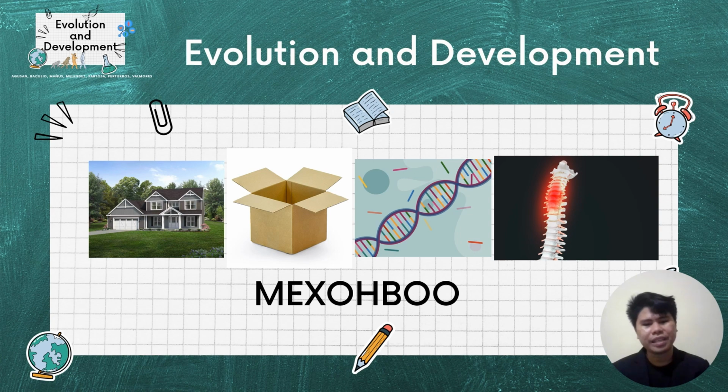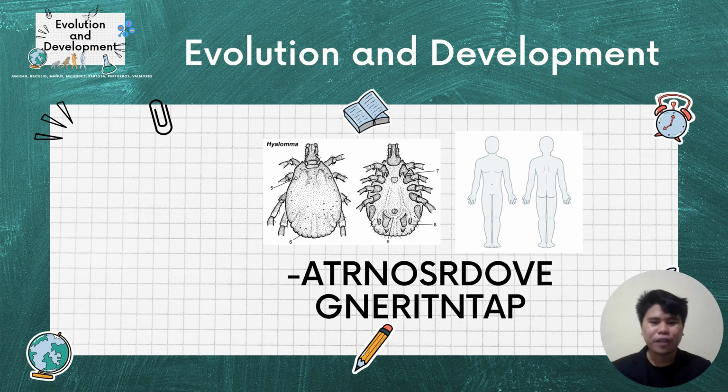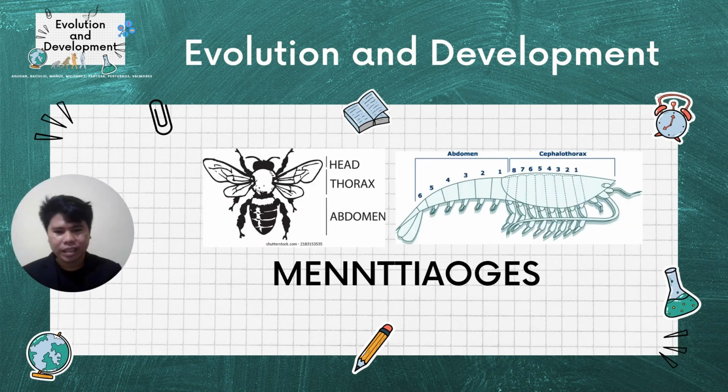The next is a house, a container, a DNA, and what looks like a spinal cord. For the next item, it looks like a front and back of the human and an insect. For the next part, we have what looks like a crustacean and a bee with its head, thorax, and abdomen. Very simple or familiar word.